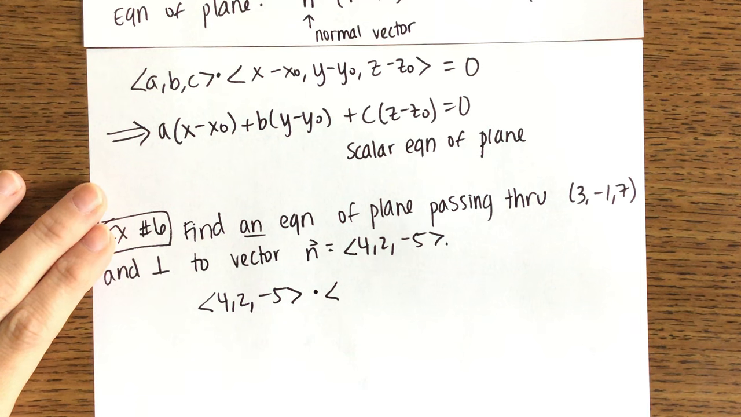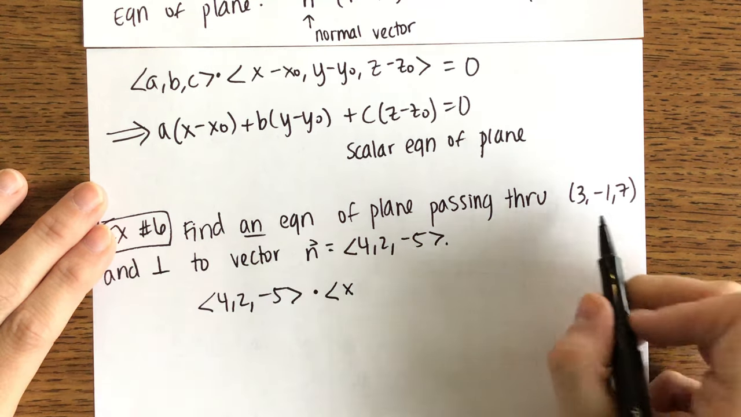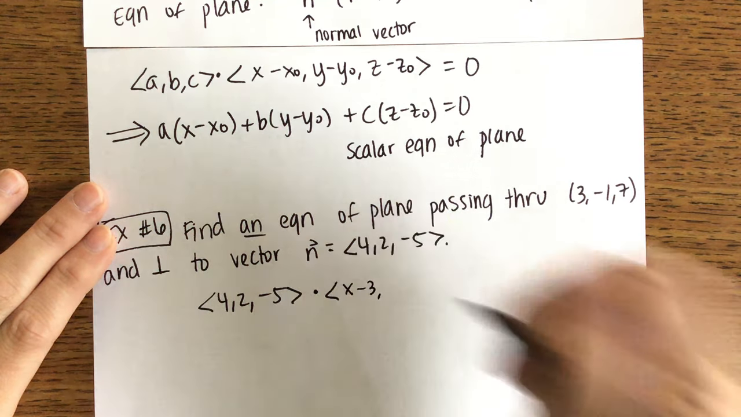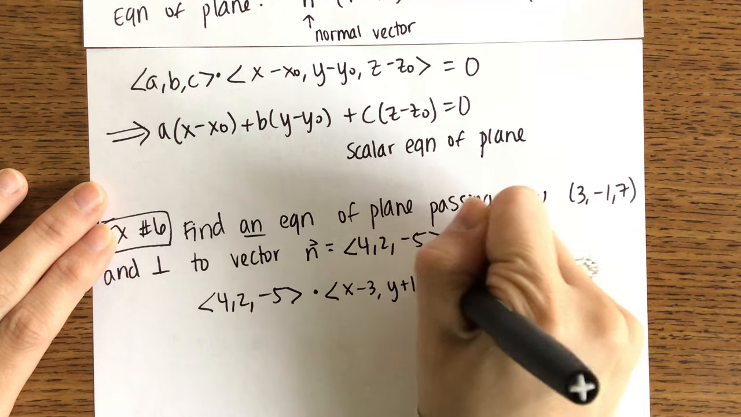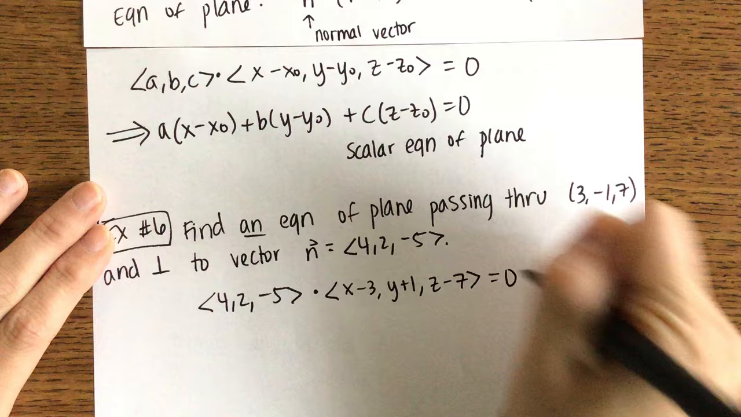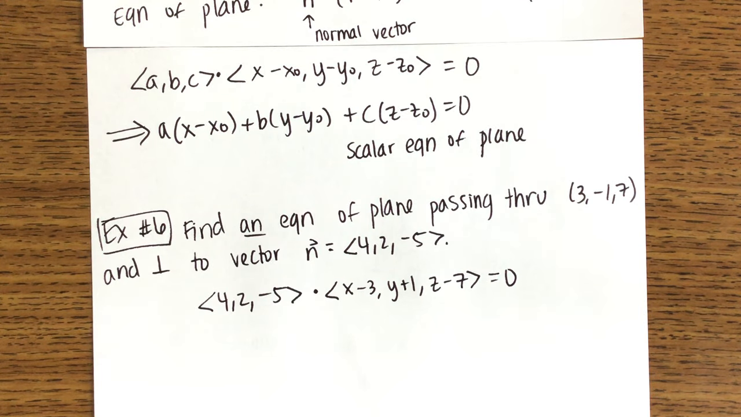It's going to be n dotted with r minus r naught. So r again is x, y, z, so it'll be x, y, z minus our point: x minus 3, comma, y plus 1, comma, z minus 7 equals 0. So this is the vector equation of a plane. You can leave it like that.